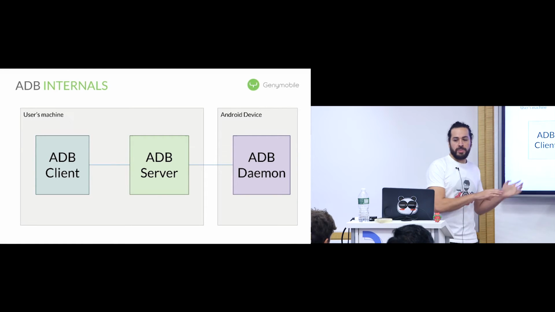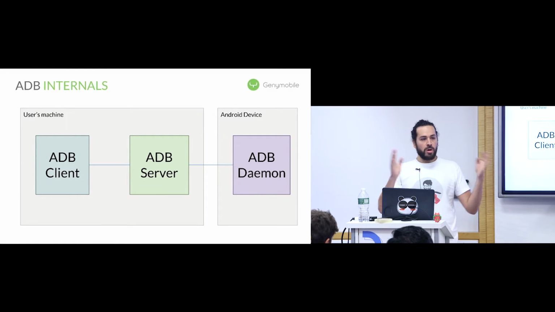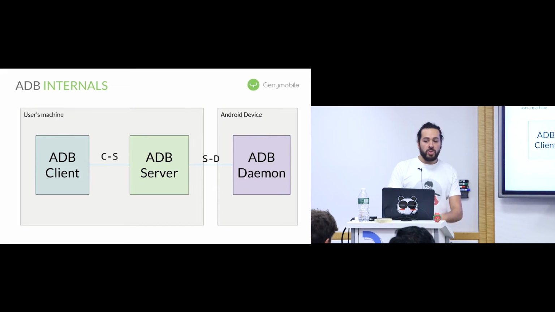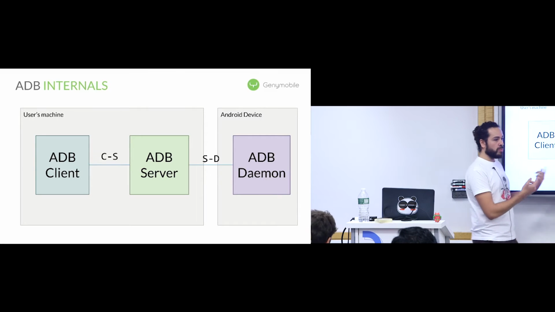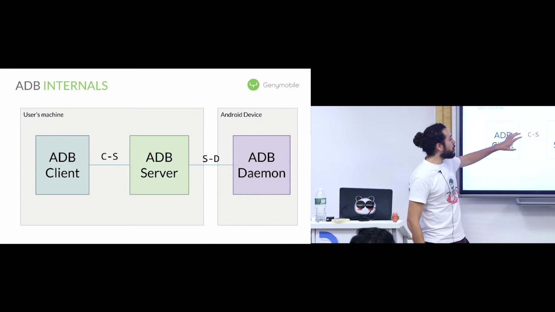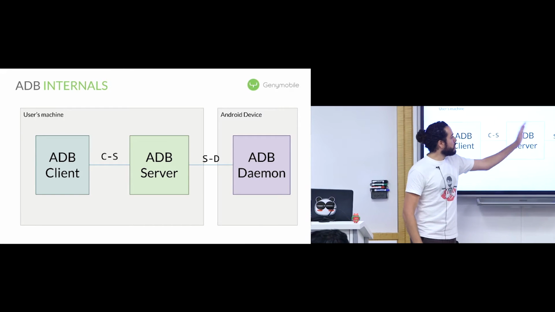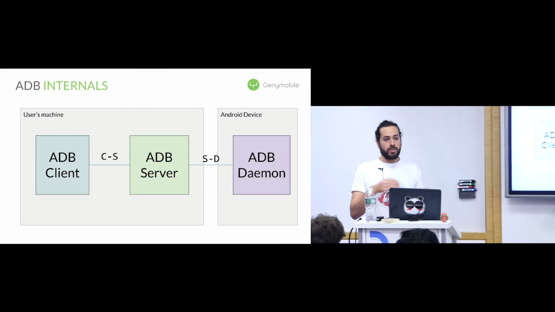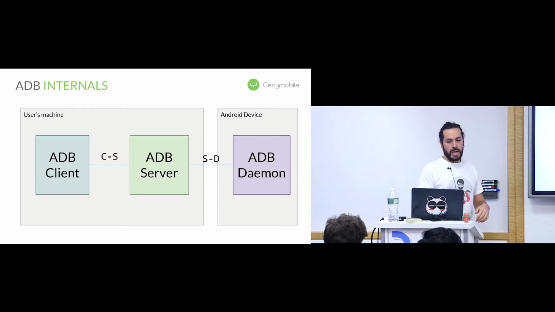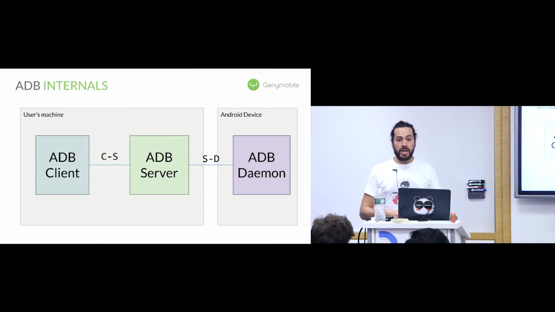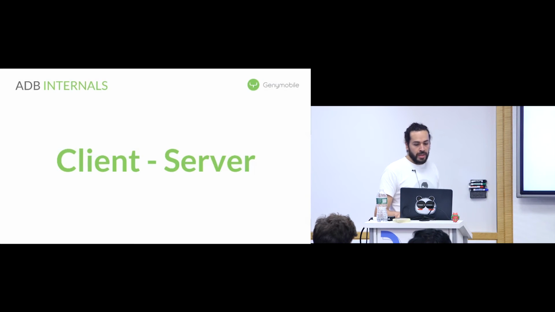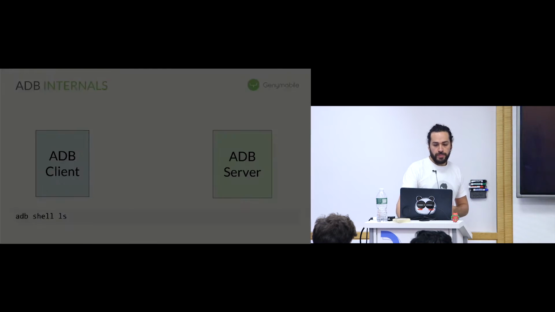The ADB client, the ADB server, the ADB daemon. You know where all is running, right? But you have all these elements, and they need to discuss between each other. So there are protocols for these communications. You have one protocol from a client to the server, and another one from server to a daemon. And there are different protocols. Let's start with the client server.